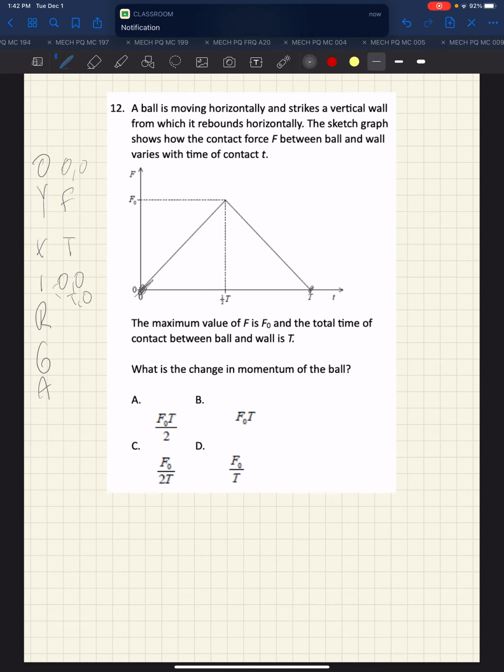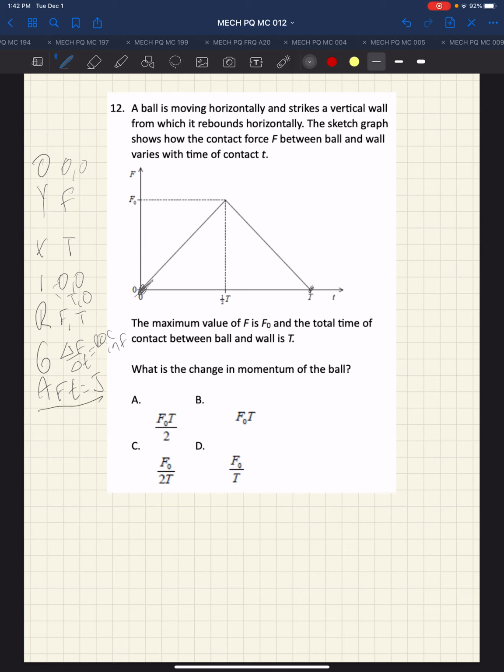That's t0. What we can read from the graph are force and time. The gradient is delta F over delta T, which is the rate of change in force. And the area is going to be F times T, which is the impulse J.